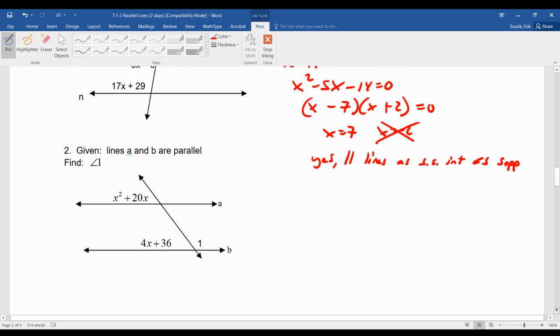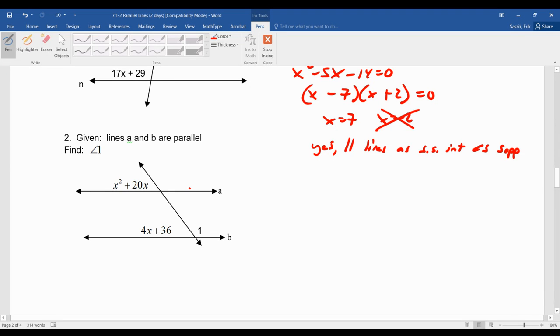Now here you're given that lines A and B are parallel. Just so you know, we mark those with arrows. That's kind of our tick marks for parallel lines. Now, given that lines A and B are parallel, find angle 1. Well, if they're parallel, that means corresponding angles are congruent, so we could set this equal to each other, right? X squared plus 20x equals 4x plus 36. This is another quadratic. You should be able to solve that. You should come up with angle 1 equals 136 degrees. I'm not going to do the solving there for you.